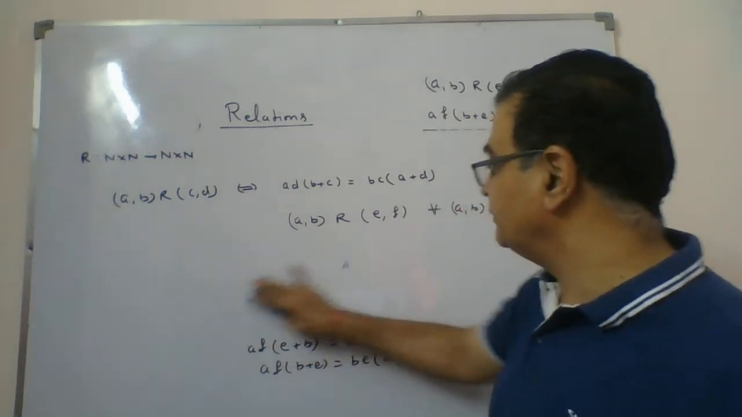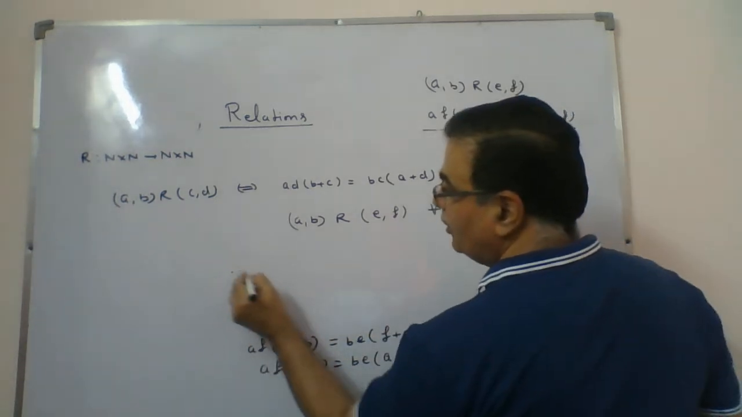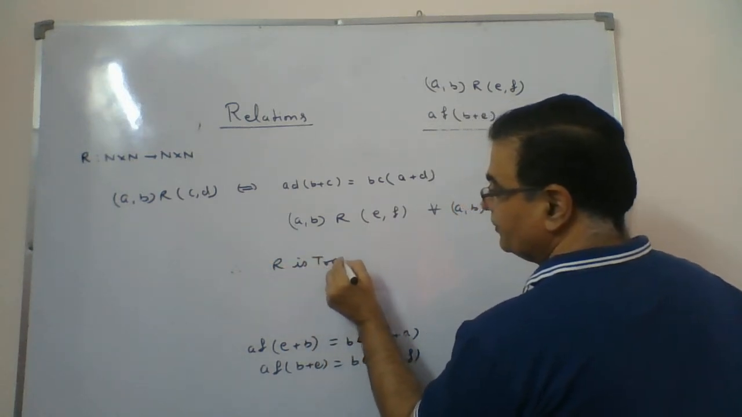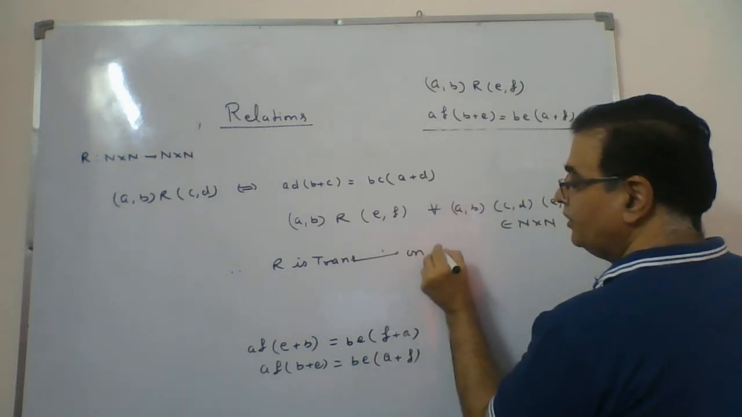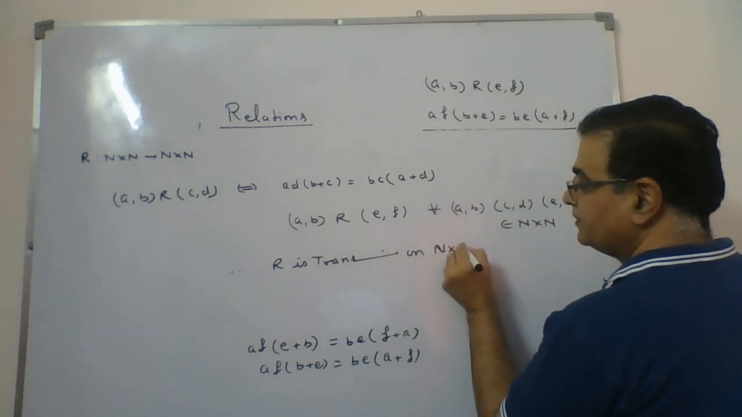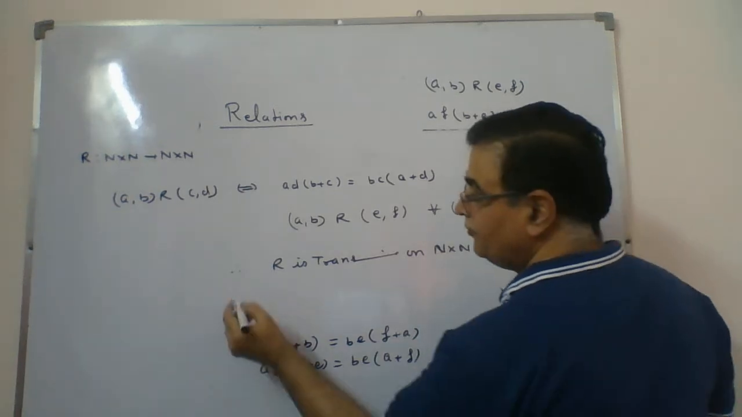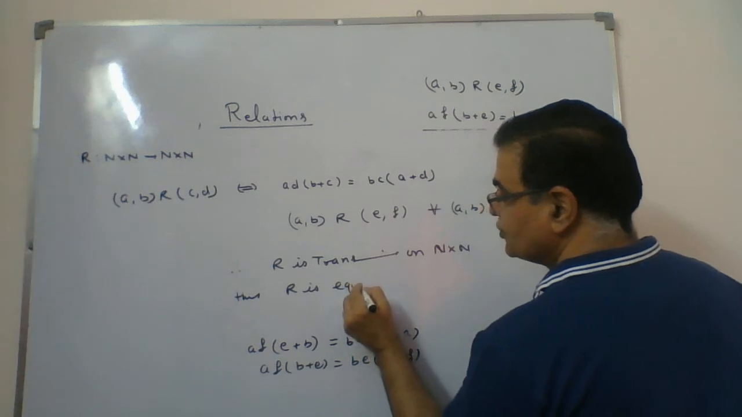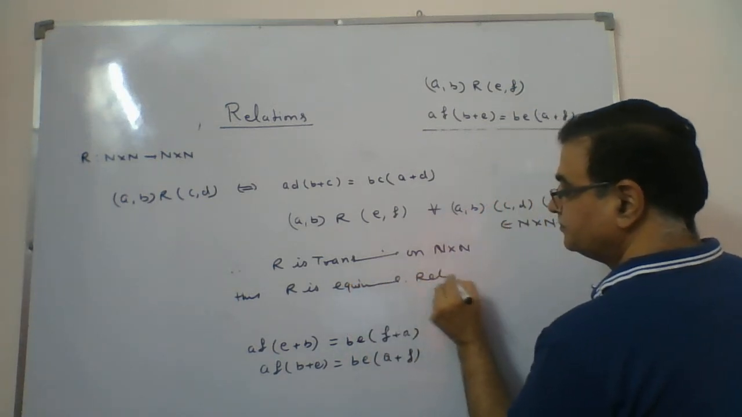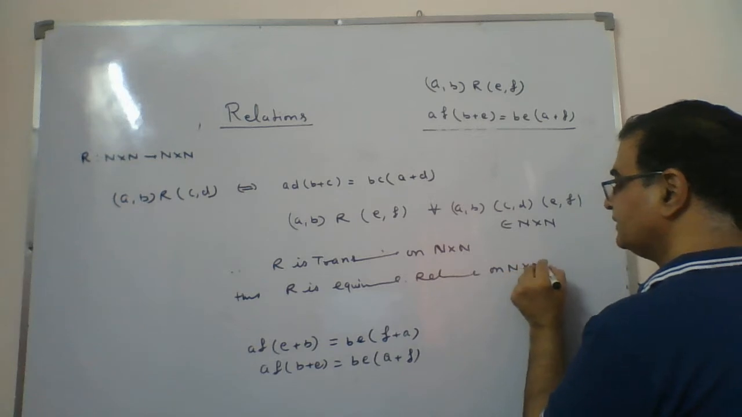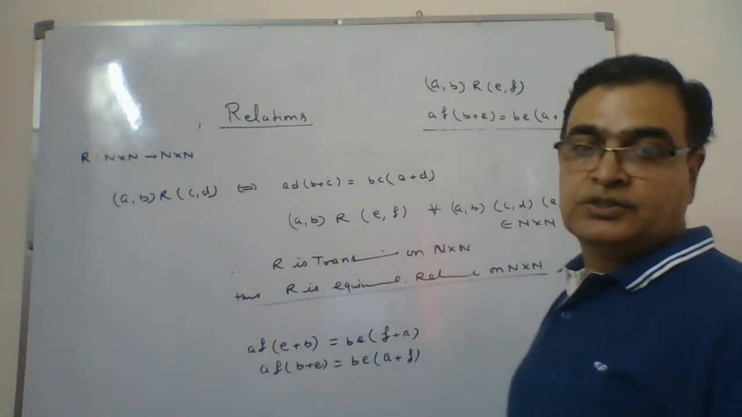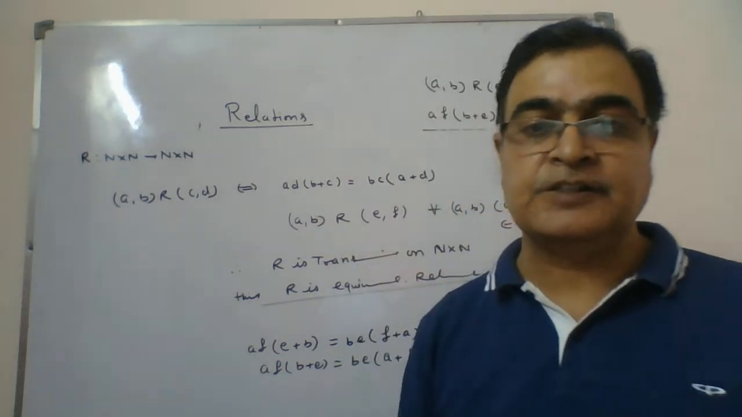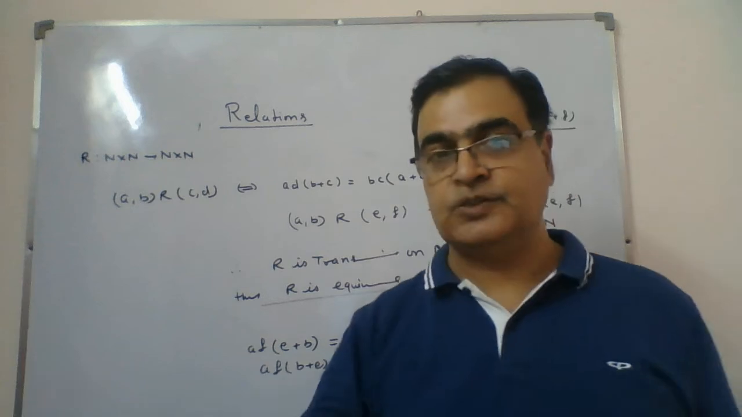And as you got this, what I should say, therefore R is transitive on N cross N. And if it is transitive, thus what I should say, R is an equivalence relation on N cross N. Hence, this is another good question we have, and this also we got in a 6 marks question, so you should practice this question also.